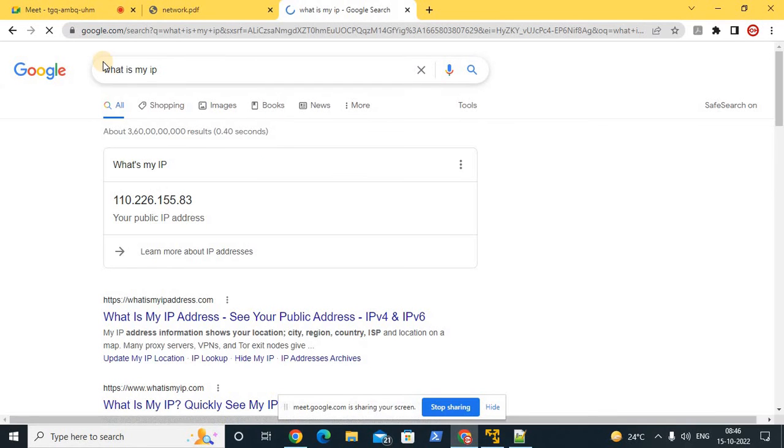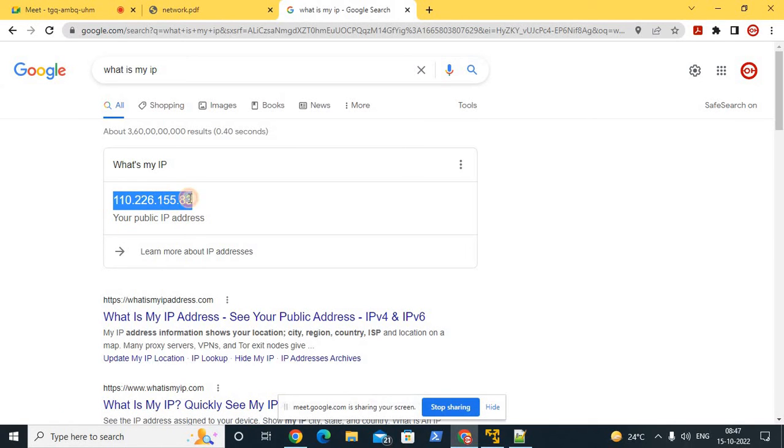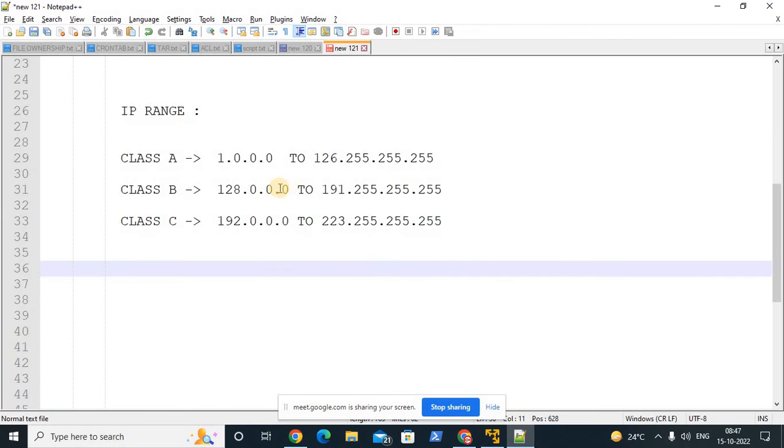What is my IP, let me check. See, this one is my public IP address: 110.226.155.83. When I look at it, I can automatically identify that this is a Class A IP address, because of the range. I already wrote the range.